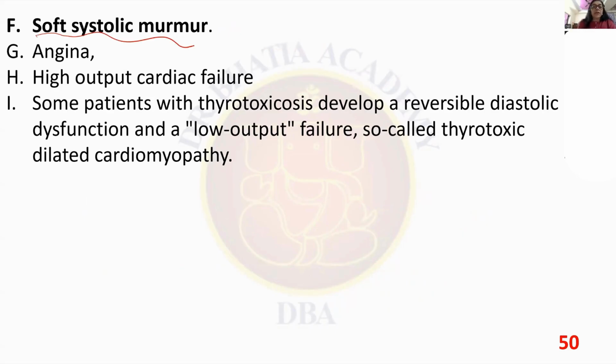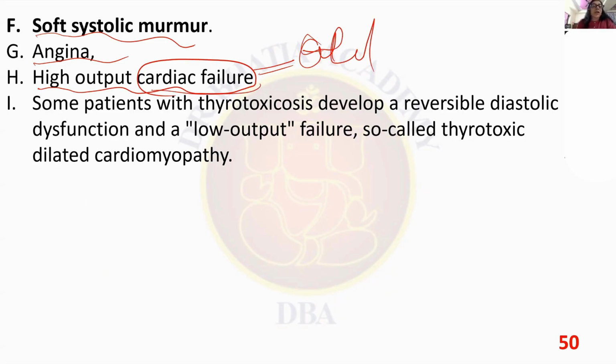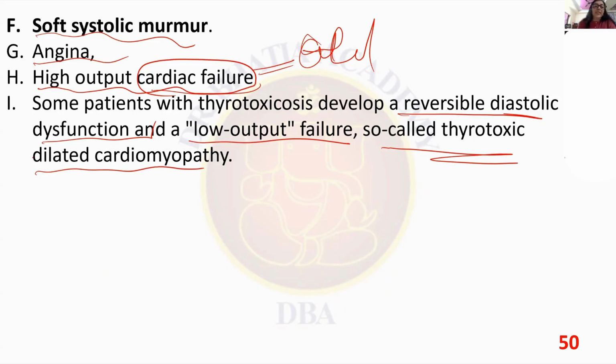Then there will be soft systolic murmurs. Patient can precipitate angina. There can be high output cardiac failure even. So if it is an old patient, geriatric patient, you can also have cardiac failure. Some patients with thyrotoxicosis will develop a reversible diastolic dysfunction and a low output failure. So it is called thyrotoxic cardiomyopathy. There is a dilated cardiomyopathy. So sometimes what happens, it's a prolonged disease, it's persistently happening. So there is a cardiac failure, which is a low output failure or a thyrotoxic cardiomyopathy.